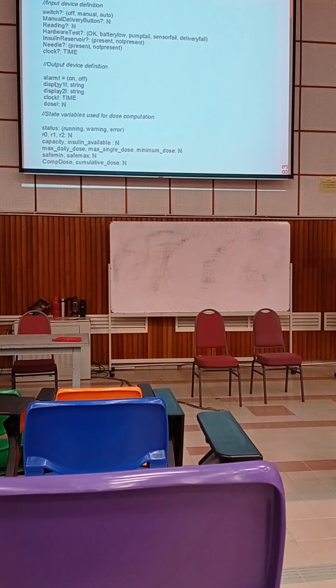Okay, then alarm not equals to on and off. Okay. This is the output device definition. So display, okay, same. Just continuing. Just that this is input, this is output. The same thing. Input first, then comes output. So this is only on or off. The alarm can be either on or off. Cannot have any other option, any other value. Display must be a string data type. Display 2 must be a string. Clock must be a time. Those must be natural number. Clear? Okay, what about this one?